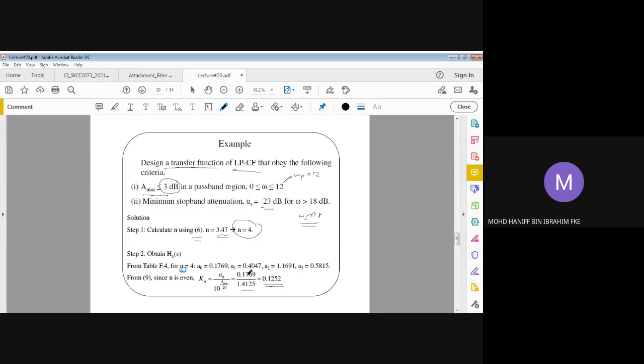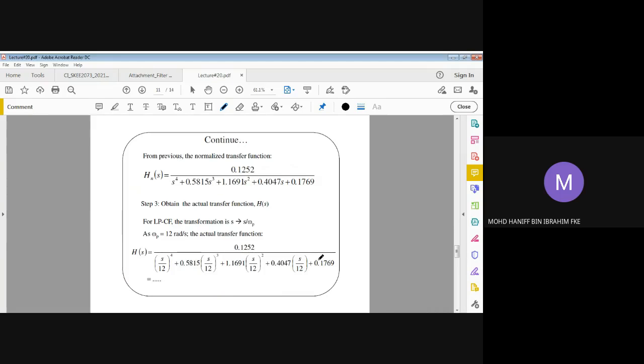Okay, so for this, you can write that your H(s) shall be equal to Kn, which is 0.1252, divided by s to the power of 4 plus A3 (I just use A3) s to the power of 3 plus A2 s to the power of 2 plus A1 s plus A naught. So that should be your normalized transfer function, in which A3, A2, A1, and A0 shall be based on these obtained values. Okay then, so that's your normalized transfer function.